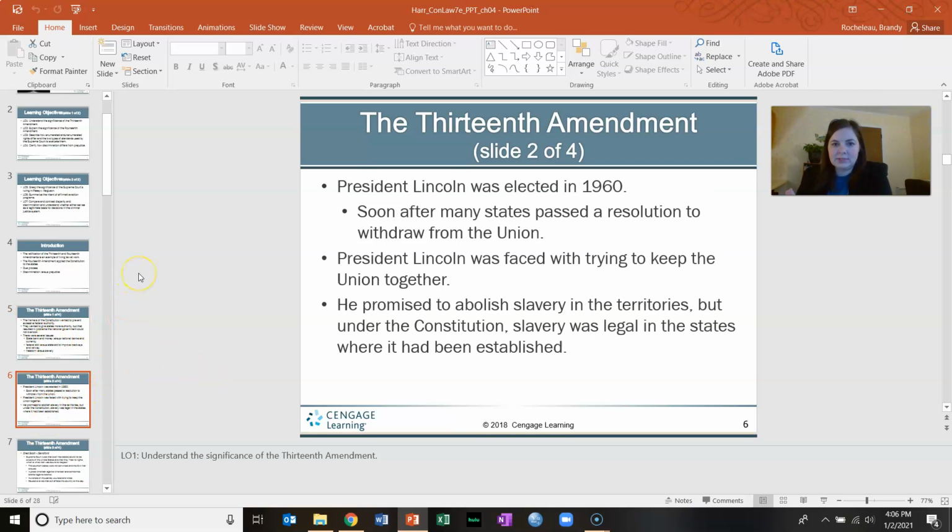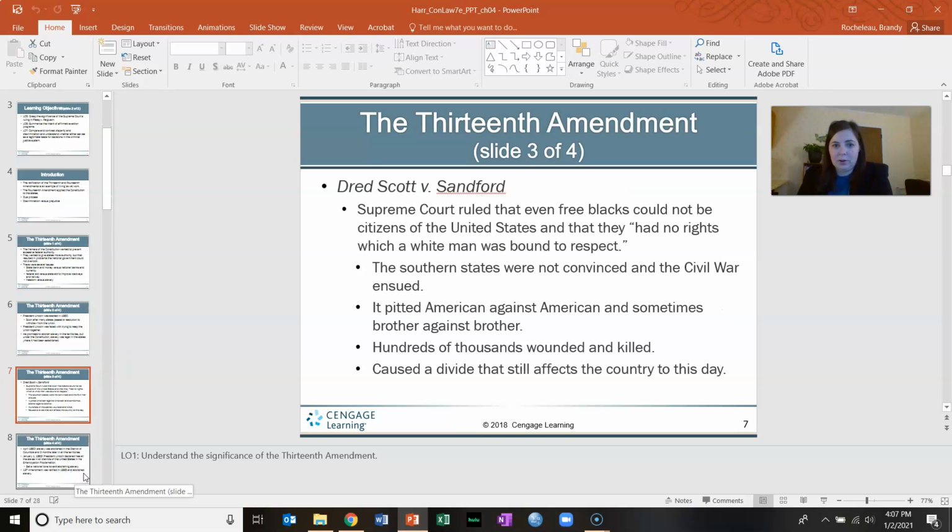So President Lincoln was elected in 1860. After that, multiple southern states seceded from the Union, and Lincoln had promised to abolish slavery in the territories. We had this unique Missouri Compromise where territories had more control. The states under the Constitution had the right to have slavery; territories maybe could not. Lincoln said he would get rid of slavery in the territories.